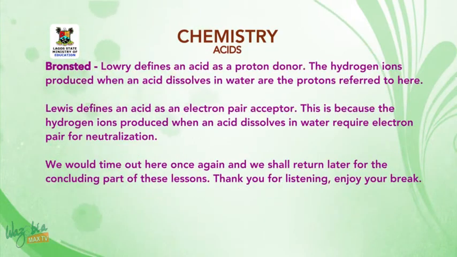Bronsted-Lowry defines an acid as a proton donor. The hydrogen ions produced when an acid dissolves in water are the protons referred to here. Lewis defines an acid as an electron pair acceptor. This is because the hydrogen ions produced when an acid dissolves in water require electron pair for neutralization.